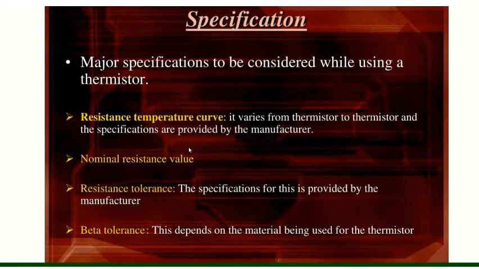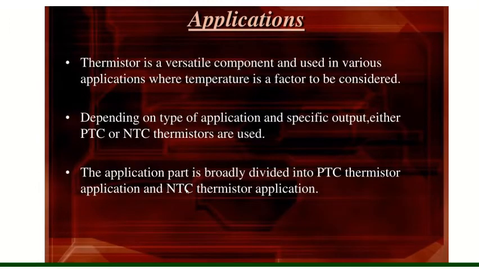The major specifications to be considered while using thermistors are the resistance-temperature curve, which we know varies from thermistor to thermistor. Generally, the nominal resistance value, resistance tolerance, and beta tolerance will all be given by the manufacturer in the data sheet. So for the type of thermistor you are using, you can refer to these values and use it according to the application. The main applications where thermistors can be used are given here.